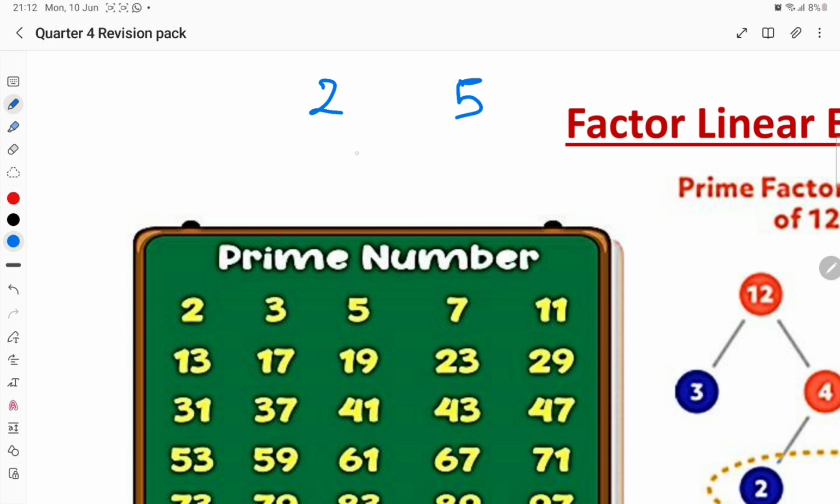5, can you break it? No. 9, is it prime? No, 9 is not prime. Why? Because it can be broken into 3 times 3. But actually 3 itself is prime. Why? Because you can't break it.